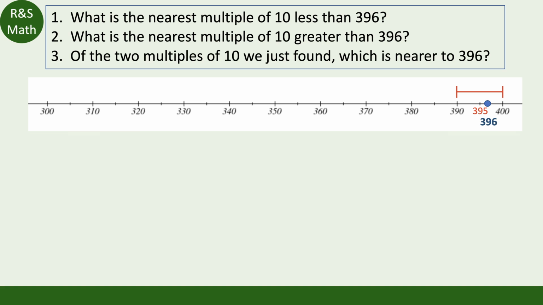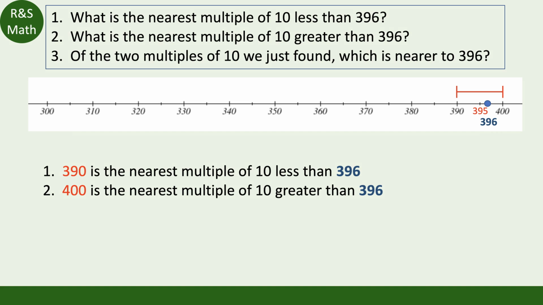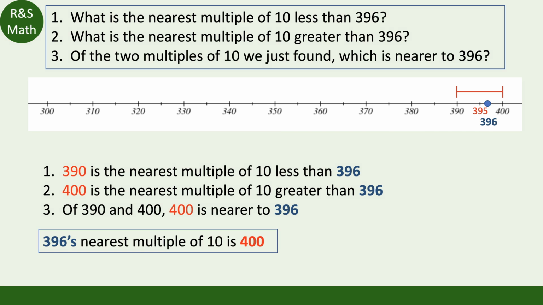So the answer to the first question is 390 is the nearest multiple of 10 less than 396. The answer to the second question is 400 is the nearest multiple of 10 greater than 396. And the answer to the third question is, of the two multiples of 10 that 396 is nearest to, 400 is the one nearer to 396. We say 396's nearest multiple of 10 is 400.